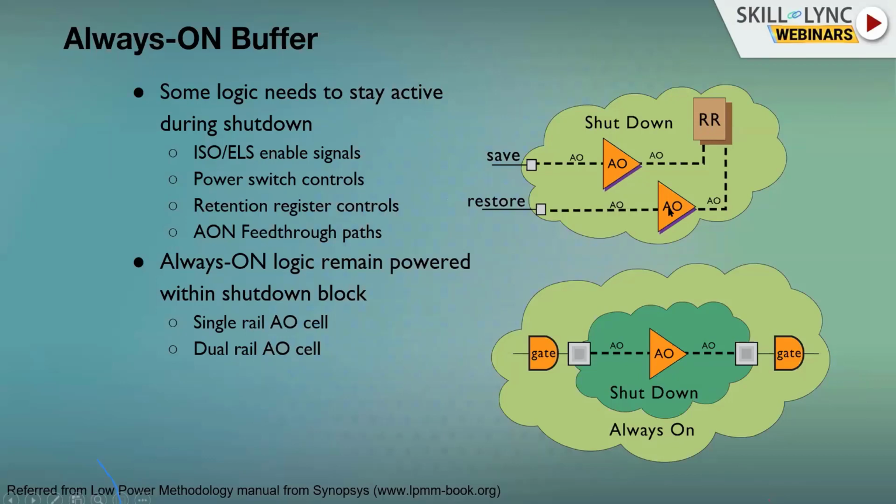Those always on buffer cells can be of two types. One can be a single rail always on buffer cell, and another can be a dual rail always on buffer cell, which means it will have the shutdown supply as well as the active supply. That is a dual rail. And a single rail has only the always on supply to it.